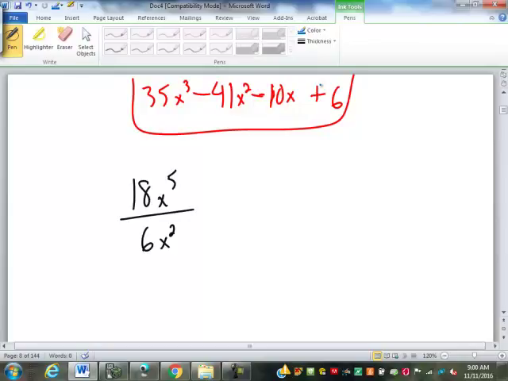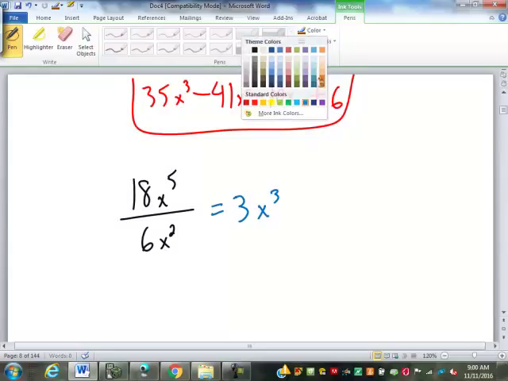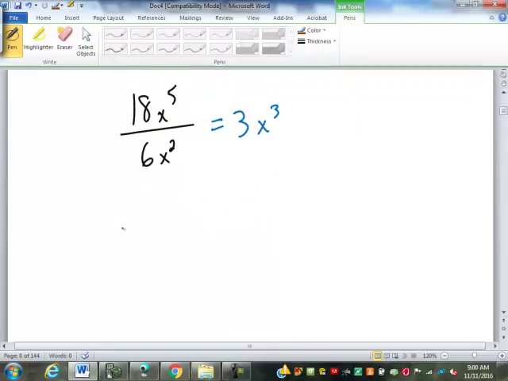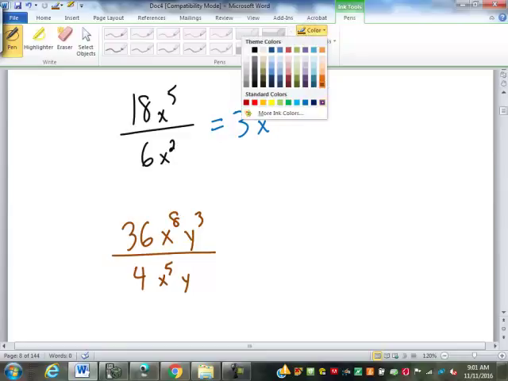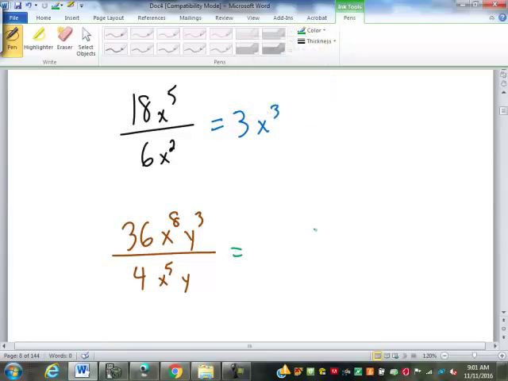When we divide, same rules apply. We combine the counts. What is 18 divided by 6? 3. X to the fifth divided by x squared. When we're dividing powers, we subtract the exponents, subtract the powers. So x to the third. We can have multiple variables. We have 36 x to the 8th y to the 3rd divided by 4 x to the 5th y. 36 divided by 4 is 9. X to the 8th divided by x to the 5th is x to the 3rd. 8 minus 5 is 3. We subtract the powers. I think this is y to the 1. Y to the 3rd divided by y is y squared. 3 minus 1 is 2.